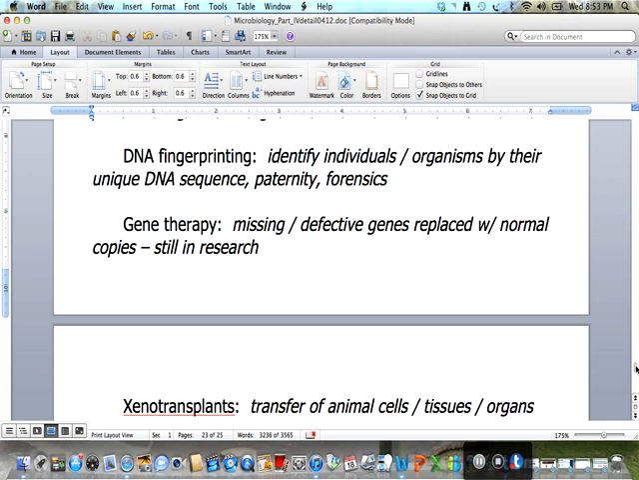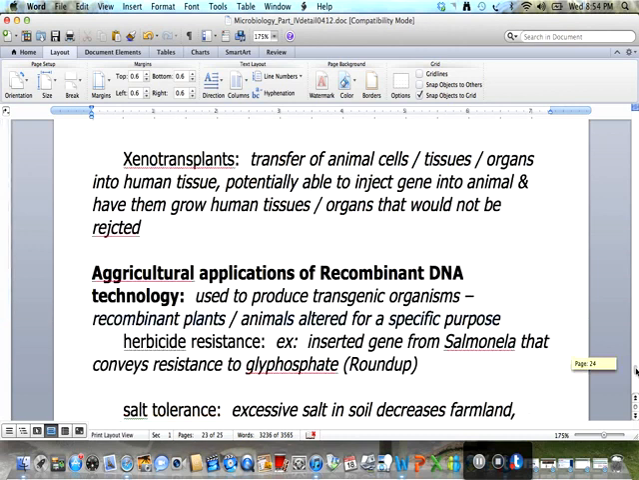With a xenotransplant, animal cells, tissues, or organs would be transferred into human tissue. There is the potential to inject a gene into an animal and have them grow human tissue or organs that would not be rejected.